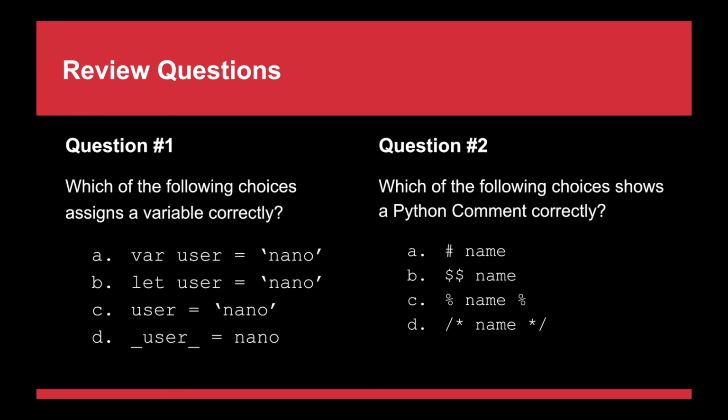And then number 2, which of the following choices shows the Python comment correctly? A is the correct answer because of the hashtag. So simple. Python comments are the simplest just because of the hashtag. Alright? So this is lesson 1 of our tutorial.